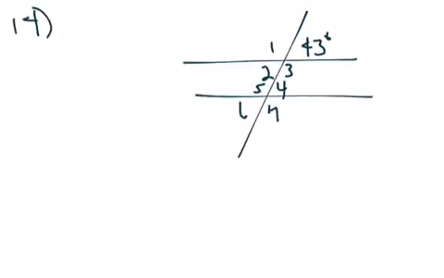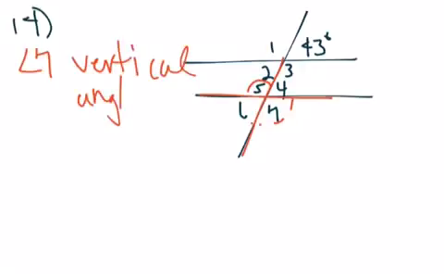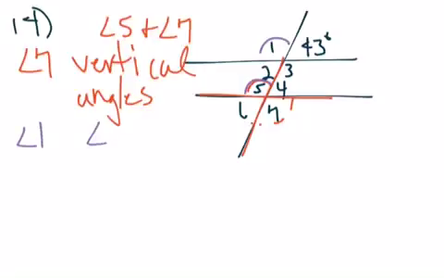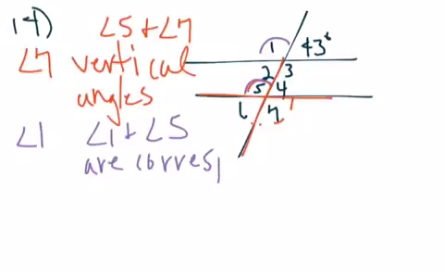It says list all the angles congruent to angle 5. Well, the first one that can easily be spotted is angle 7 because they form an X. So angle 7 is congruent because those are vertical angles. And we're talking about angle 5 and angle 7. Then the next one could be angle 1 because angle 1 and angle 5 are corresponding angles. And corresponding angles are always congruent.